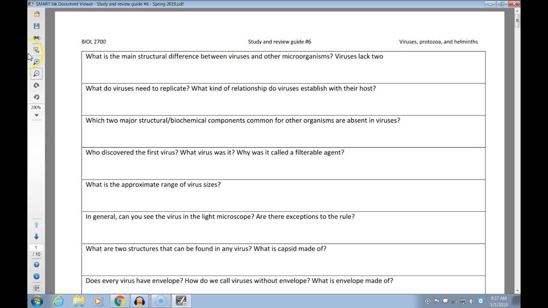Just FYI, this is a typo. No. So, there are main structural differences between viruses and cells. Viruses are acellular. What do viruses need to replicate? They are obligate intracellular parasites. Remember, obligate. Okay? Two major structural biochemical components are absent in viruses.